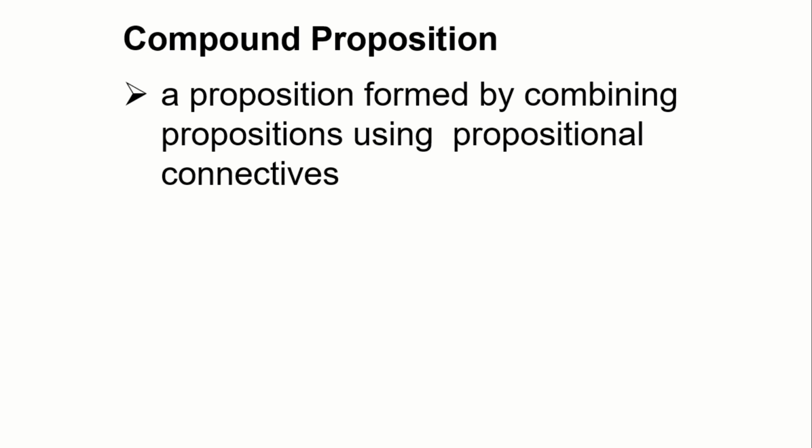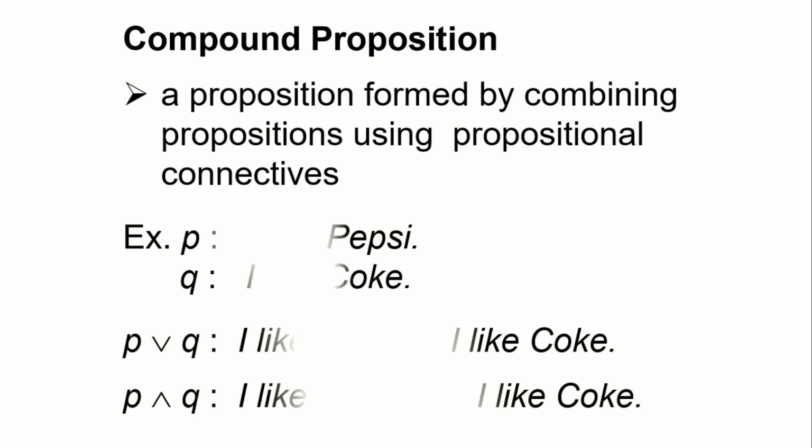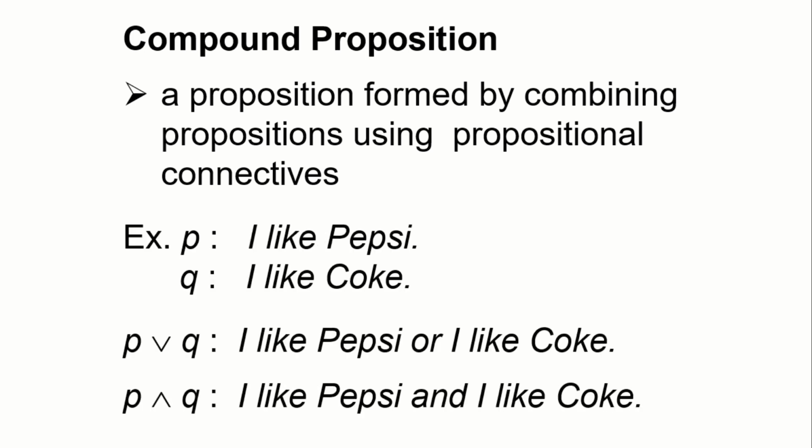So compound proposition: a proposition formed by combining propositions using propositional connectives. Say for example, we have P and Q. P: I like Pepsi. Q: I like Coke. If we combine these with OR, this is the disjunction. So P or Q. I like Pepsi or I like Coke. Now this is conjunction, so this is AND. So I like Pepsi and I like Coke.